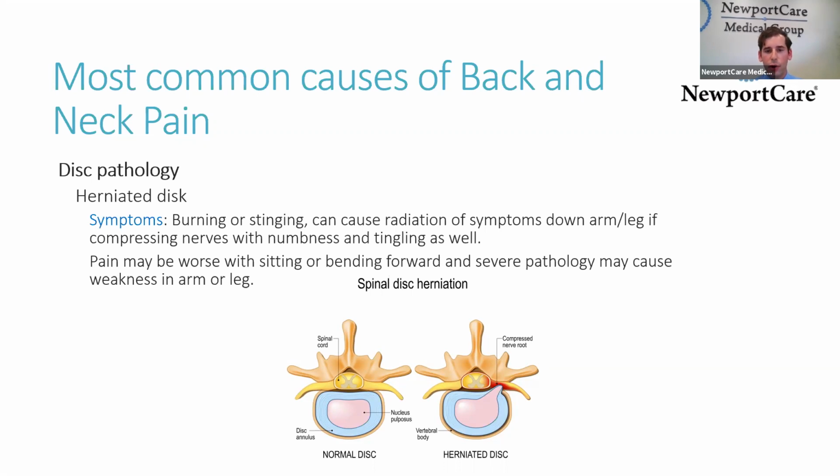Symptoms may include burning or stinging and can cause radiation of symptoms down the arm and the leg if there's compression of the nerves. And there can also be a lot of numbness and tingling as well. Pain may be worse with sitting or bending forward, and severe pathology may cause weakness in the arm or in the leg.